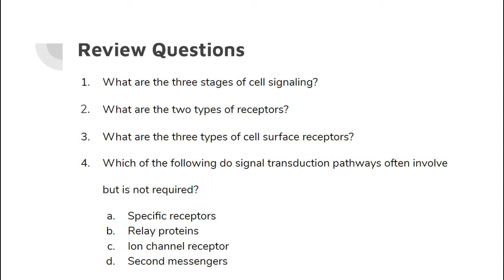And then, which of the following do signal transduction pathways often involve but are not required? So this is going to be D, secondary messengers. These can help relay the message faster or more efficiently, but they are not required because we already have a first messenger. However, it is often involved.